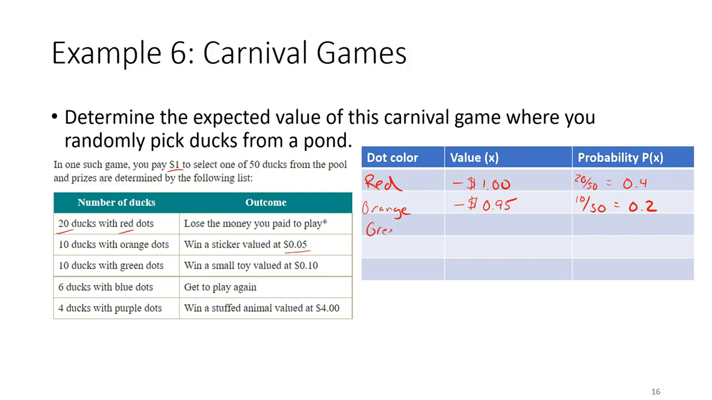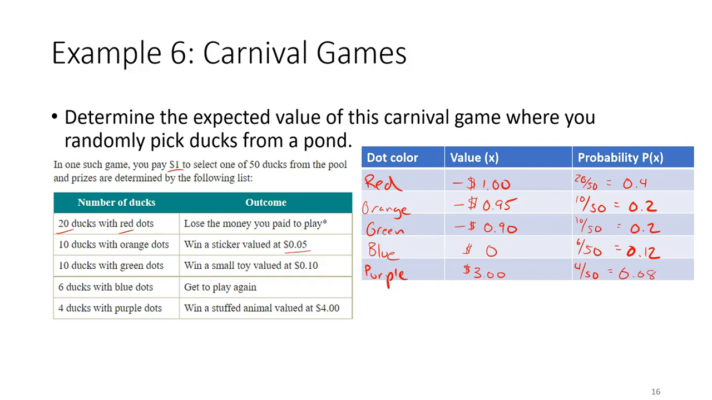For the ducks with the green, we win a small toy that's valued at 10 cents, so in that case we lose 90 cents, and there are again 10 of those, or 0.2 probability. For the ducks with the blue dots, we get to play again, and so this nets us a value of 0, and the probability 6 out of 50, 0.12. And then finally, the ducks with the purple dots. Here you'll win a stuffed animal that's valued at $4. So the value of your pick would be $3 when we subtract the one that you paid to play. There are 4 ducks with purple dots. 4 divided by 50, 0.08.